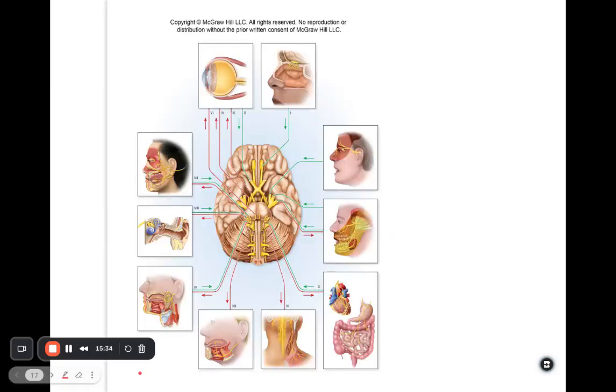These are the cranial nerves. So there's 12 cranial nerves, and there's all kinds of different mnemonics to try to remember them. The optic nerve and the olfactory nerve, that's going to be right at the top of the list. Ocular motor, trochlear, trigeminal, abducens, facial, vestibulocochlear, glossopharyngeal, vagus, accessory, hypoglossal nerves.